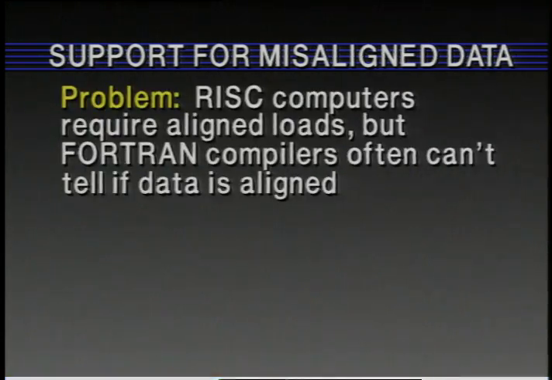We've also added support for misaligned data. The basic problem here is that RISC computers tend to require data to be aligned on natural boundaries. For example, a 64-bit piece of data would have to be aligned on a 64-bit boundary. But the Fortran language, for example, allows double precision 64-bit numbers to be put on arbitrary boundaries. The additional problem is that Fortran compilers often can't tell if this data is aligned properly or not, or on a natural boundary. So what RISC compilers have done in the past is to use two 32-bit loads because they could assume that at least a double precision number was aligned on a single precision 32-bit boundary.